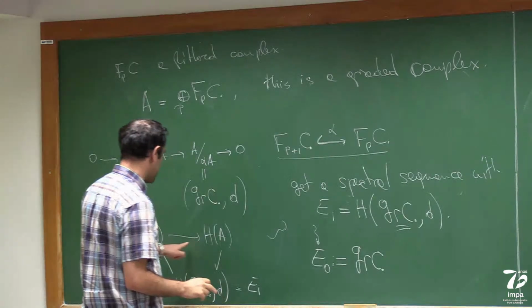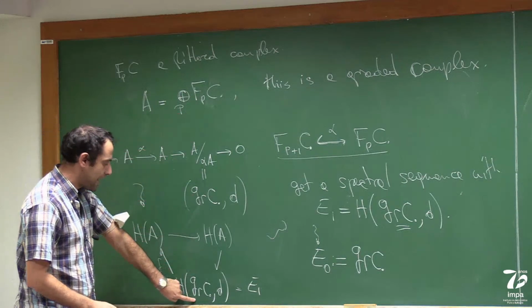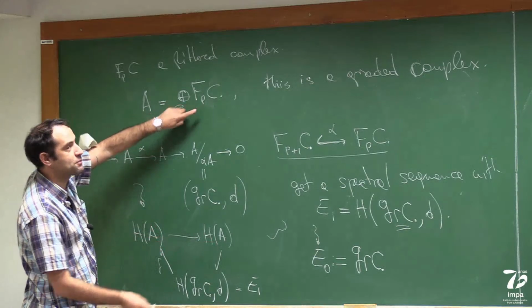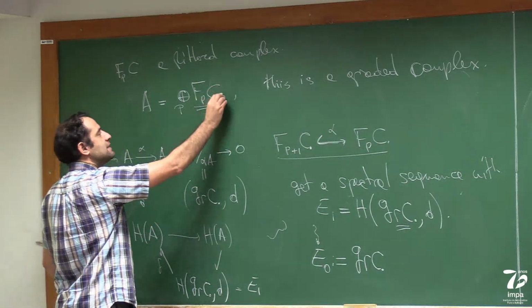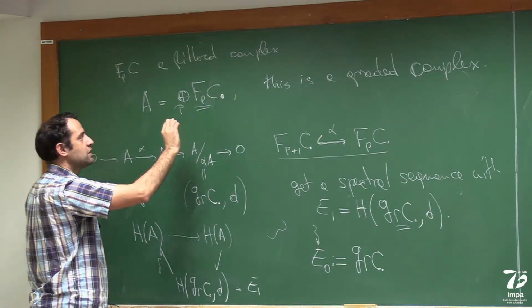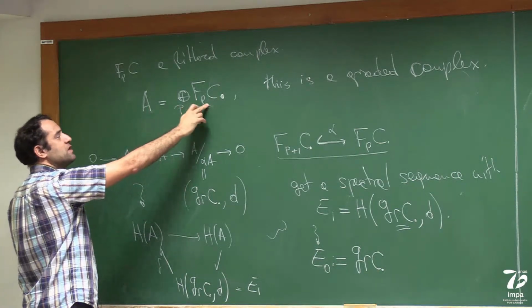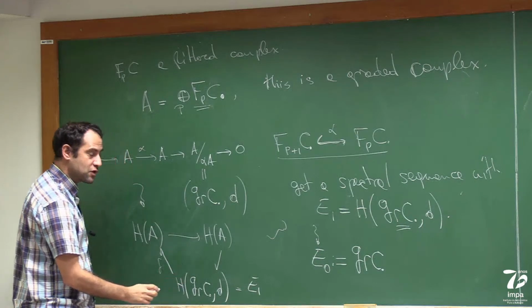All of these complexes are graded. A is graded because it's a direct sum over every p. This associated graded complex is graded. So there's always this degree p which kept track of which space of the filtration I was going. It had nothing to do with this degree, homological degree on this complex, and it has nothing to do with the homological degree of this complex. It's just in which degree of the filtration I am. Okay? So that grading I want to keep track of.